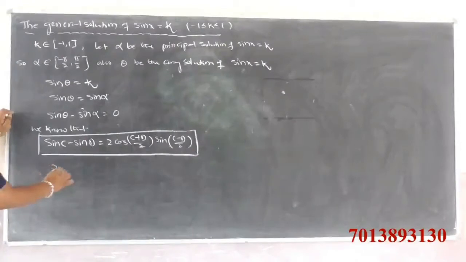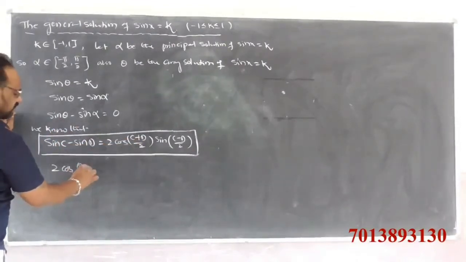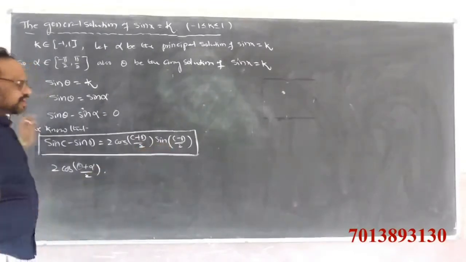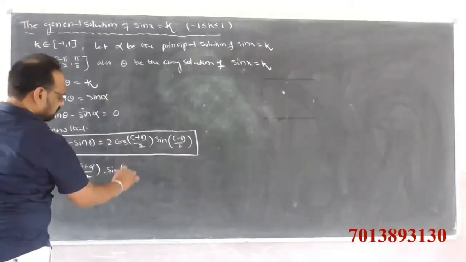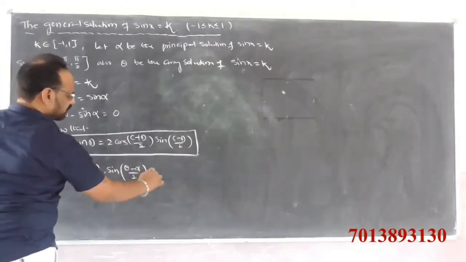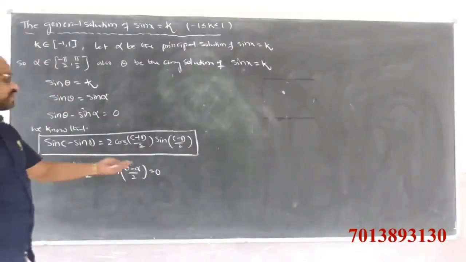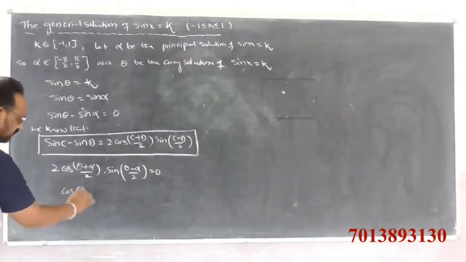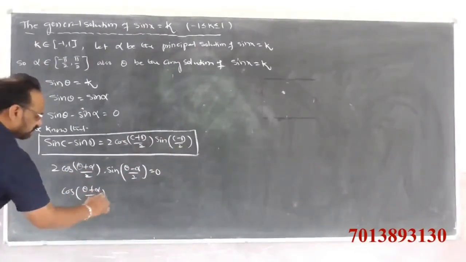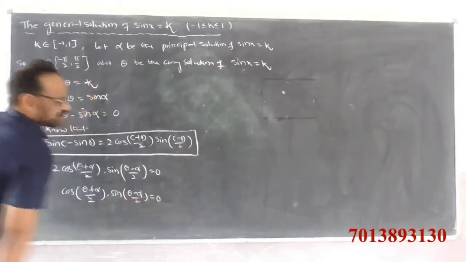So this can be written as 2 cos of theta plus alpha by 2, that is C plus D by 2, into sin of C minus D by 2, that is theta minus alpha by 2, which is equal to 0. If you transpose 2 from LHS to RHS, it becomes 0 by 2, and 0 by anything is 0. So cos of theta plus alpha by 2 into sin of theta minus alpha by 2 is equal to 0.